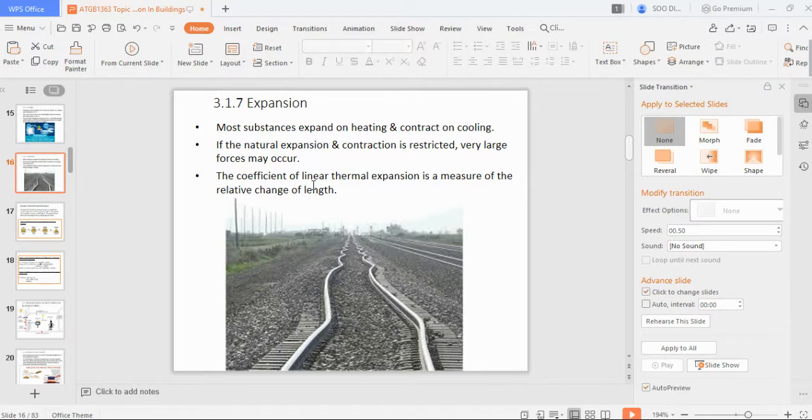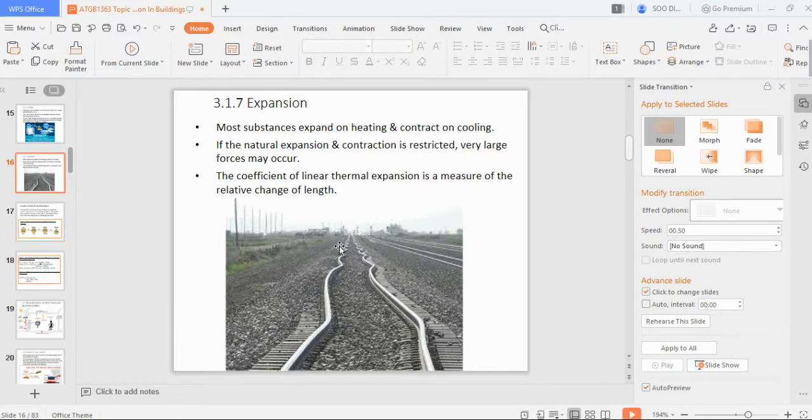And then we have expansion. Most substances expand on heating and contract on cooling. Because heat is a form of energy, when there's a lot of heat, the particles themselves vibrate more. And when it's cooled down, they will slow down.